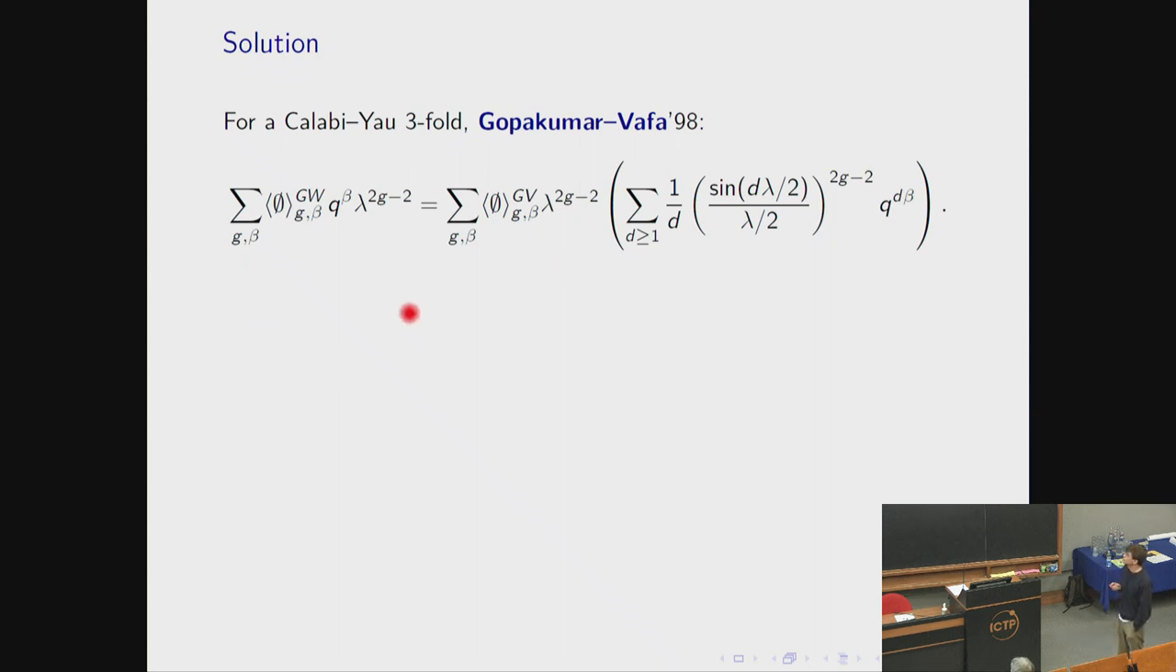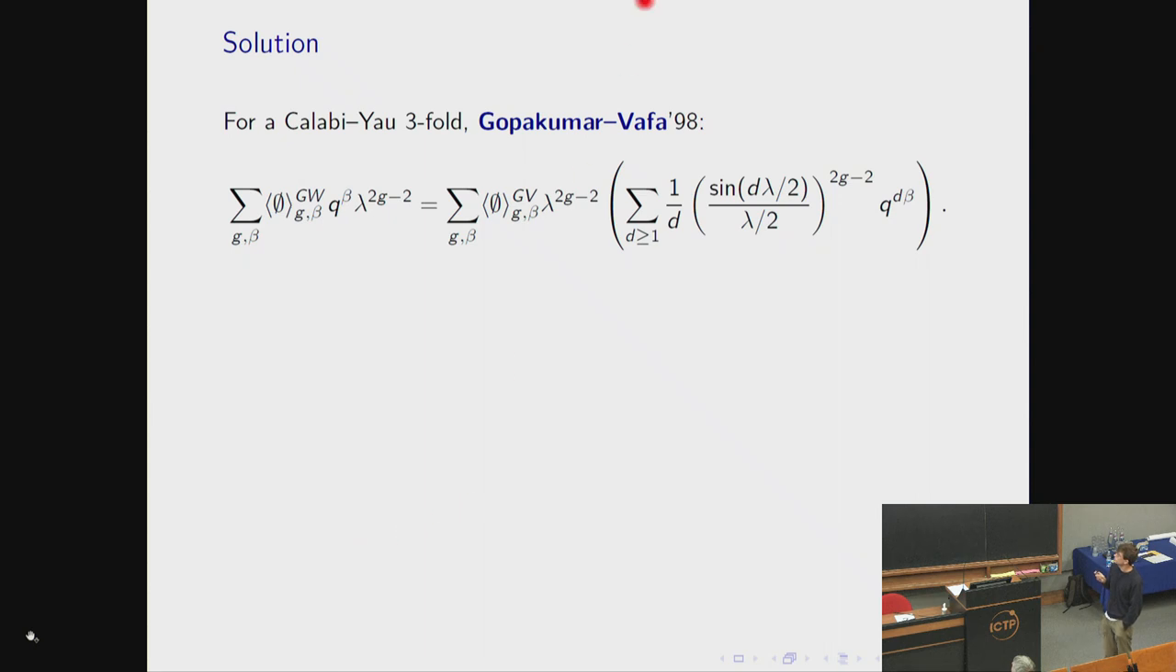If we put these Gromov-Witten invariants in the generating series, there are two parameters. One of them keeps track of the degree, another one keeps track of the genus. And then we just do the following formal manipulation with the generating series. We express it in terms of the sine functions. Well, the leading factor of the sine function is lambda.